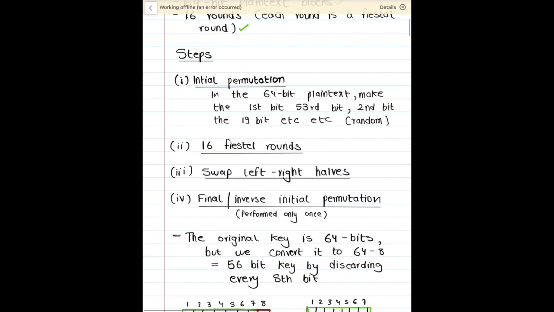Let's look at the steps involved in DES. Initial permutation. In the initial permutation, we scramble the original 64-bit plain text. For example, we can make the first bit the 53rd bit, the second bit becomes the 19th bit, and so on. After that, we perform 16 Feistel rounds on the plain text we just generated. At the end of the 16 rounds, we swap the left and right halves of the resulting ciphertext. We then perform the inverse of the initial permutation we did in step 1. This is performed only once.